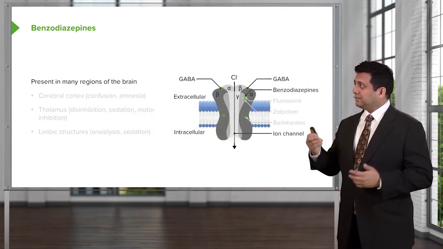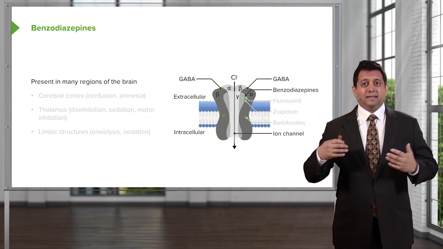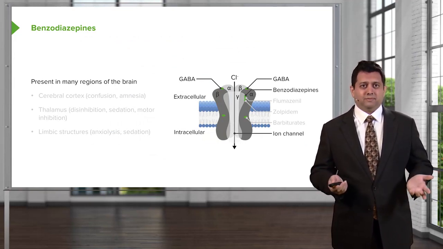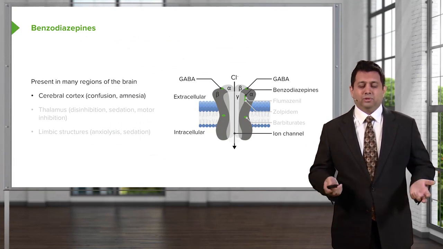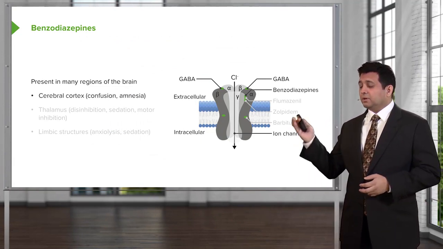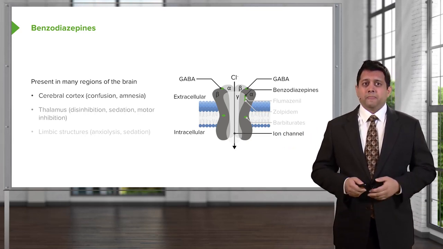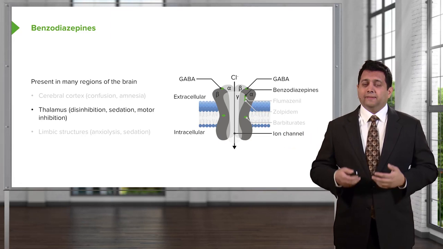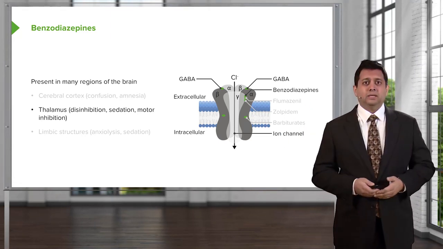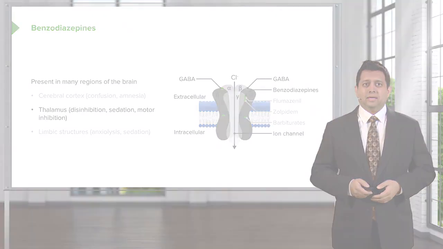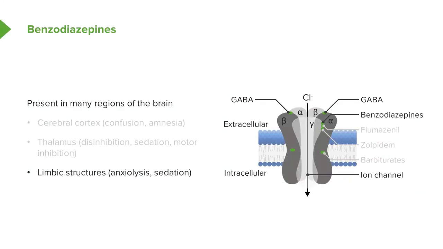Let's start off with the benzodiazepines. So the GABA receptor that responds to benzodiazepines is present in many regions of the brain. It's present in the cerebral cortex, and in the cerebral cortex, benzodiazepines can cause confusion and amnesia. It's present in the thalamus, and this is where you have disinhibition, sedation, and motor inhibition, because that's what the thalamus does after all. Benzodiazepines also work in the limbic structures of your brain.